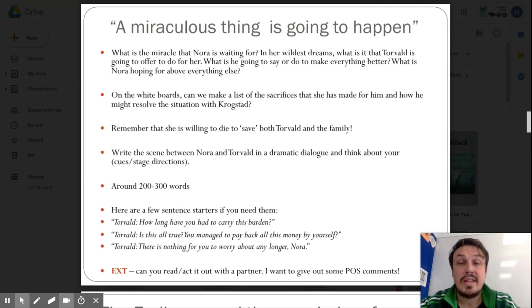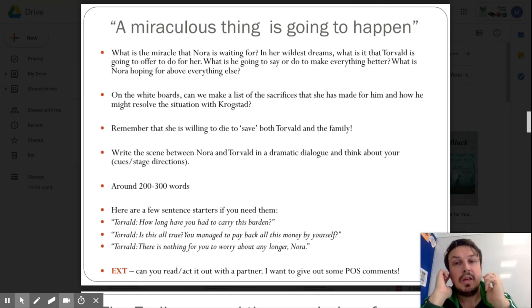What is it that she's waiting for, she's hoping for? It's not an abstract thing. It's a very, very specific thing that she's actually waiting for. In her wildest dreams, what is it that Torvald is going to offer to do for her? What is it he's going to do or say to make everything better? What is Nora hoping for above everything else?